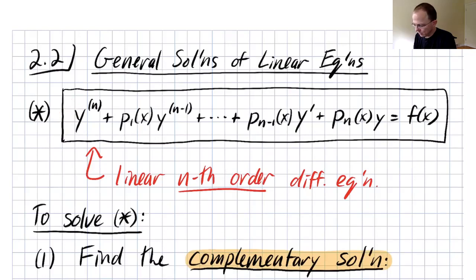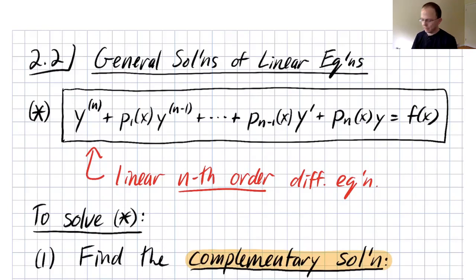If it's not, then you can divide by whatever this is, assuming this thing is not 0. Well, maybe it will be 0 in certain places, so you have to worry about that. But this is the general form that we're interested in, and we're going to talk today about the method for solving such linear equations.